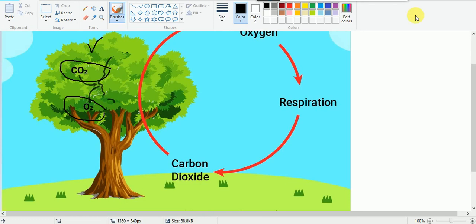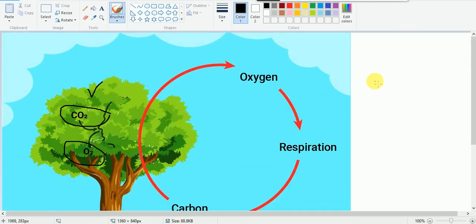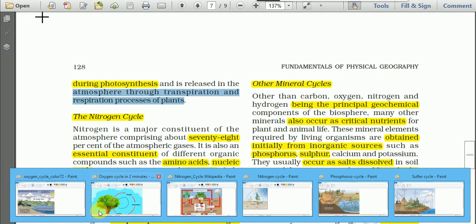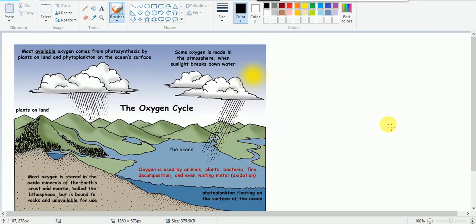And we have one more diagram showing this oxygen cycle. First, see here, it is also here, so it forms a cycle. Then we have another diagram showing the oxygen cycle. So let us read the story.